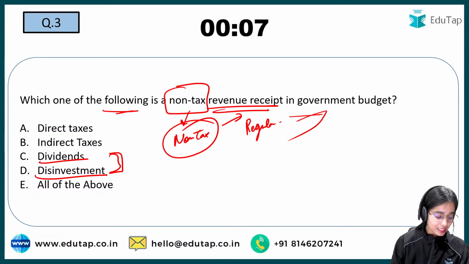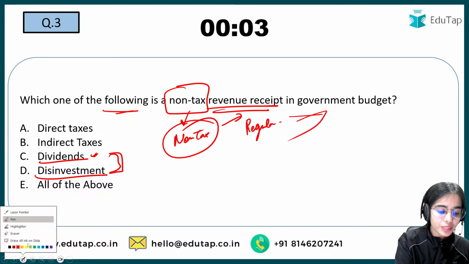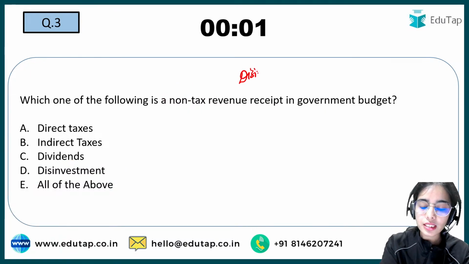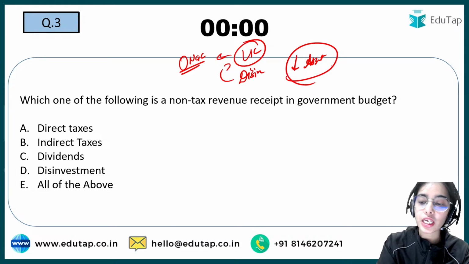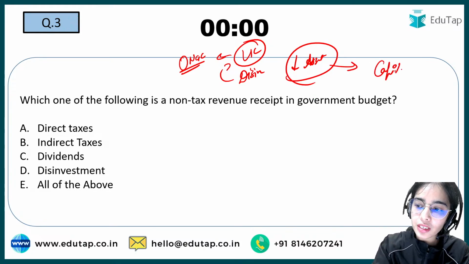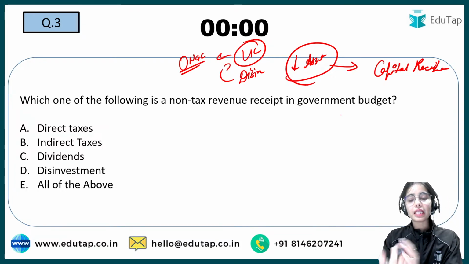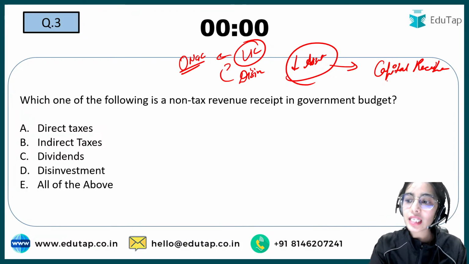Okay, I'm getting the answer C and D. Here the answer is C. Disinvestment is what? Disinvestment is reducing the asset. The government is selling a part of LIC, the government is selling a part of ONGC. That means the government is reducing the asset. Reducing the asset is a capital receipt. The government is receiving this money by reducing the asset. So that is a capital receipt.